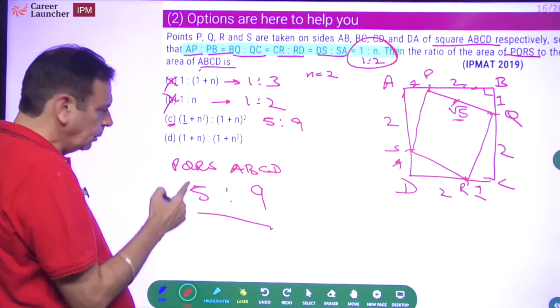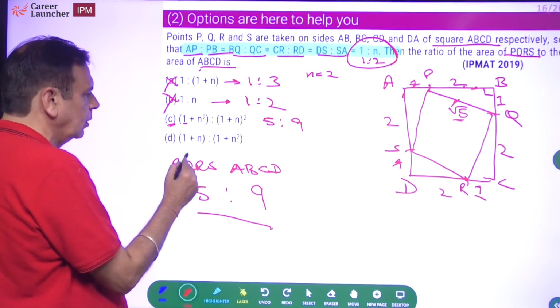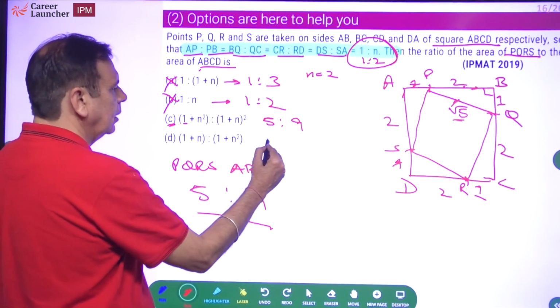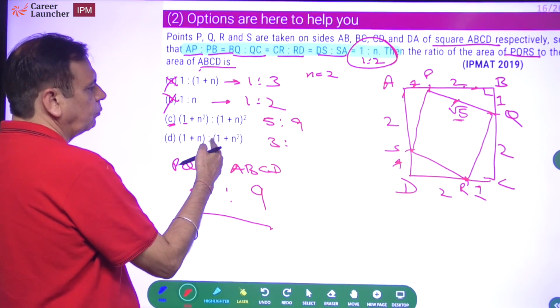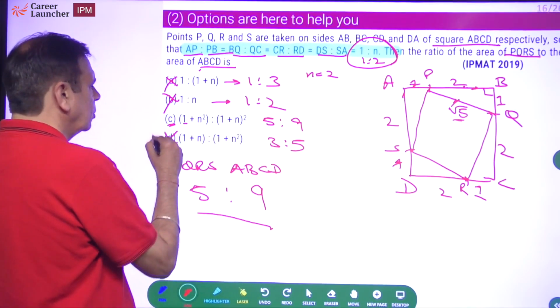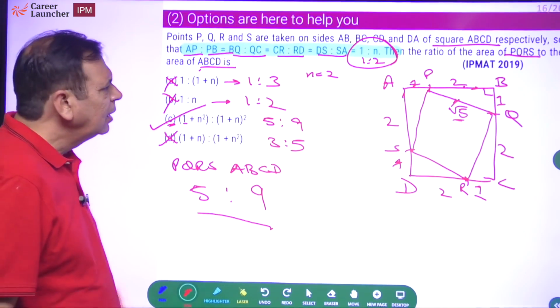This is correct. But verify the fourth choice also. What is fourth choice? 1 plus 2, 3 is to 2 to the 4 and 1, 5, 3 is to 5. Wrong choice. Correct answer, choice C.